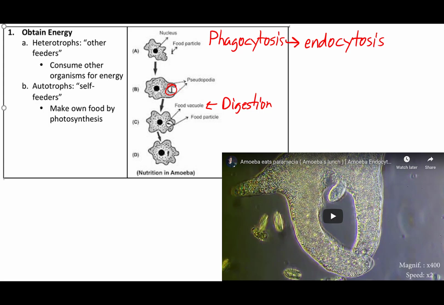And then anything else that is not needed, the waste materials, they will excrete through excretion or exocytosis. And that can happen pretty much anywhere in the amoeba, any one of the arms. So there's no definite mouth or anal opening to do that.